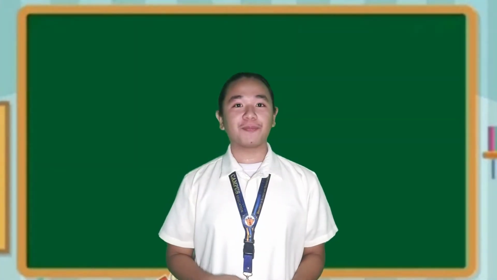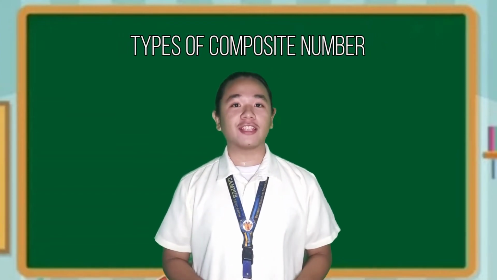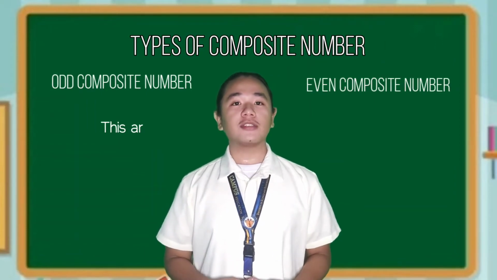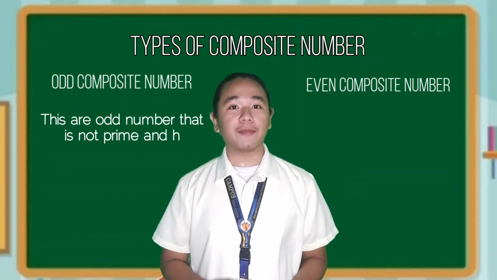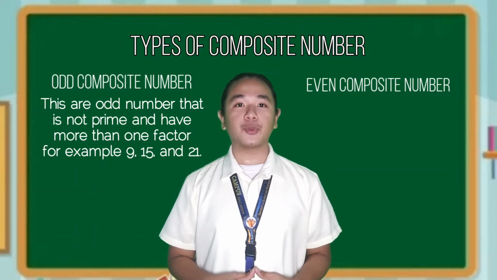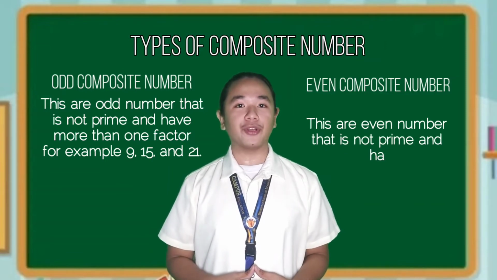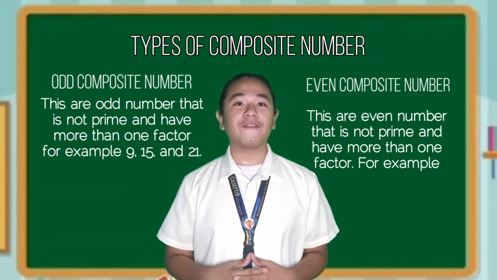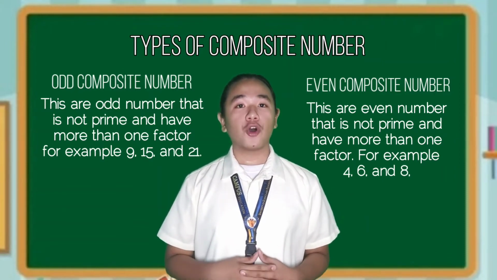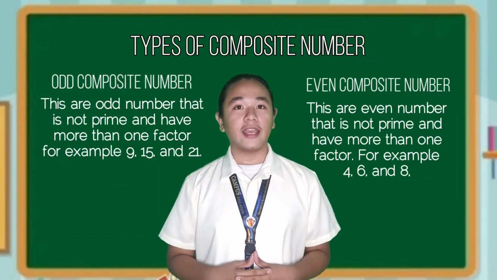The next feature of composite number is the type of it. The two main types of composite number in mathematics are odd composite number and even composite number. Odd composite numbers are those odd numbers that are not prime and have more than one factor. For example, 9, 15, and 21. While even composite numbers are those even numbers that are not prime and have more than one factor. For example, all even numbers except 2, like 4, 6, and 8. 2 is not a composite number because it's a prime number.